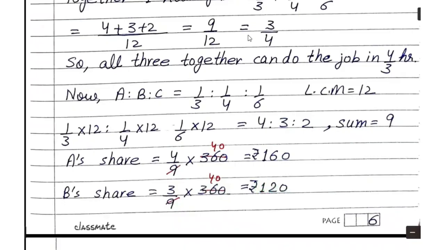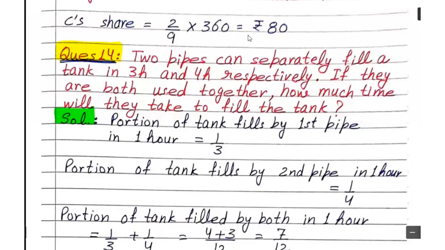I hope it is clear till here. And C's share is equal to 2 upon 9 into 360, that is rupees 80. I hope you all have understood. Now children, let us move to the last question, that is question number 14.